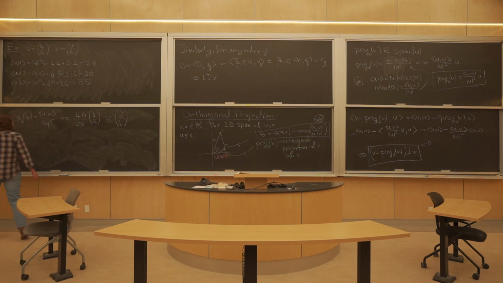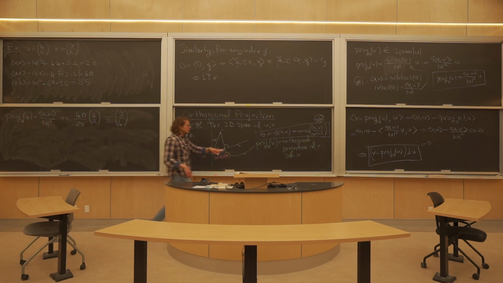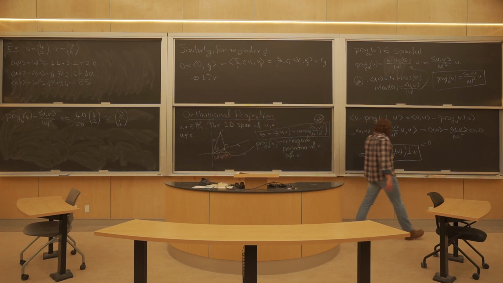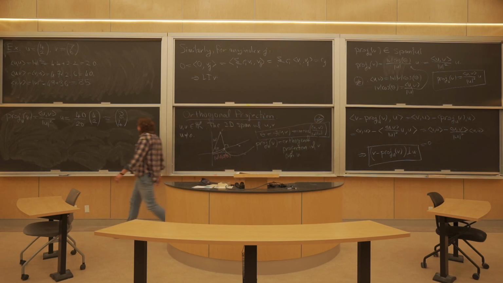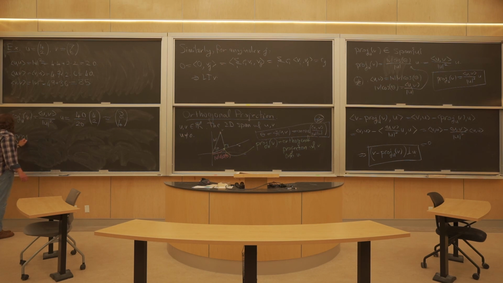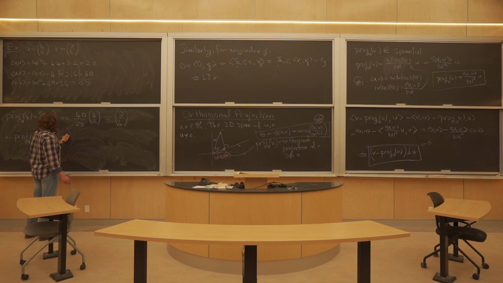Okay. So this is in the span of u. If I were to look at the rest, just as I did over here, so that I have a vector that is orthogonal to u, I would get this. So v minus proj sub u of v equals 7, 6 minus 8, 4. Now that gives me minus 1, 2.